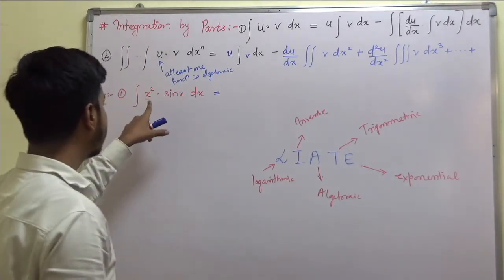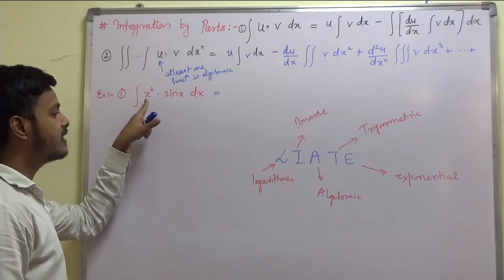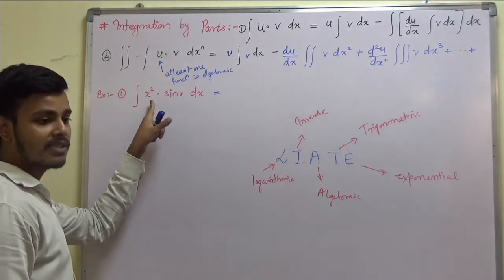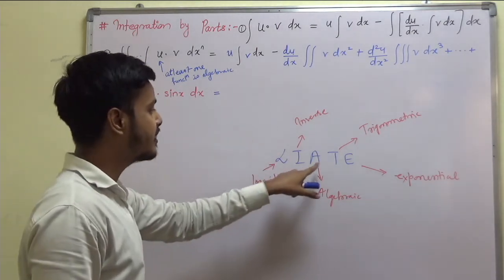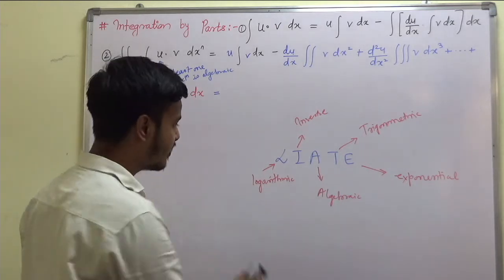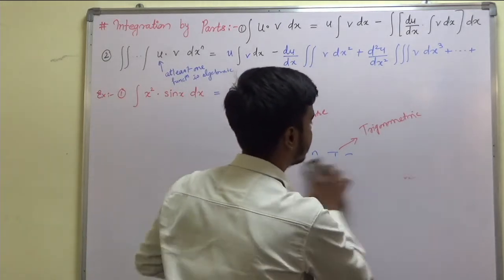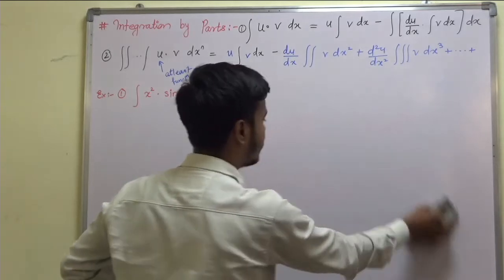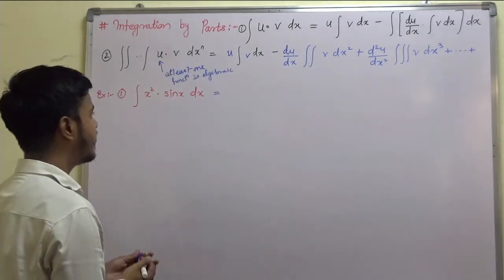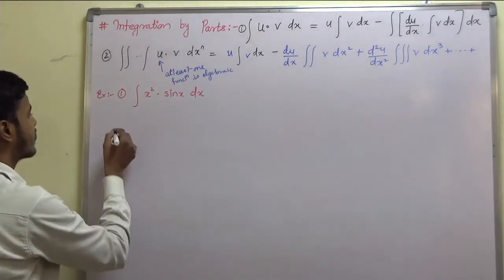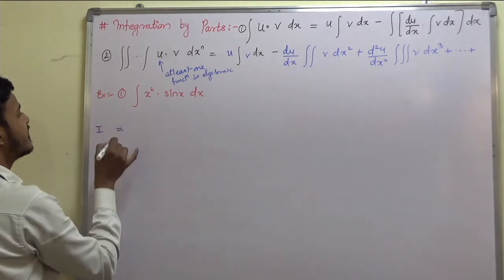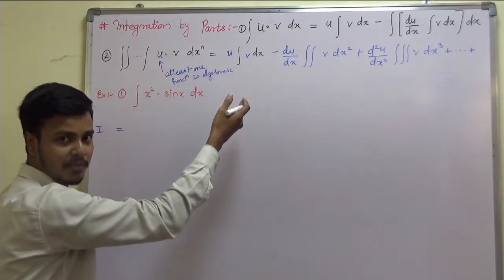Now as you can see here, it is x square into sin x. So this is algebraic, then trigonometric. It is already in order, so you can apply integration by parts.